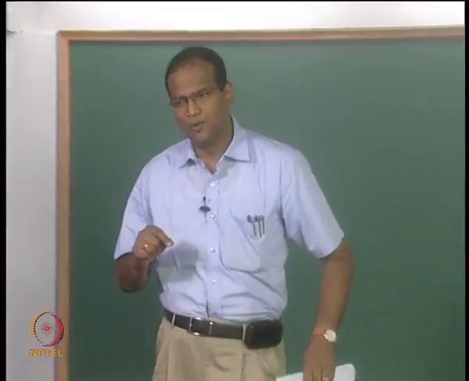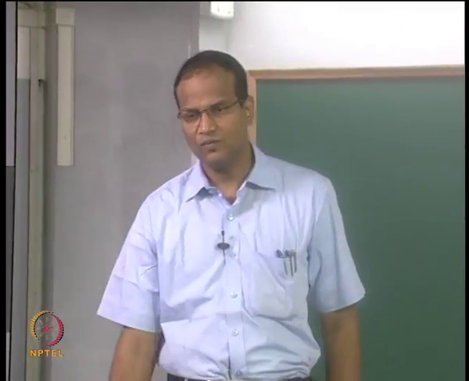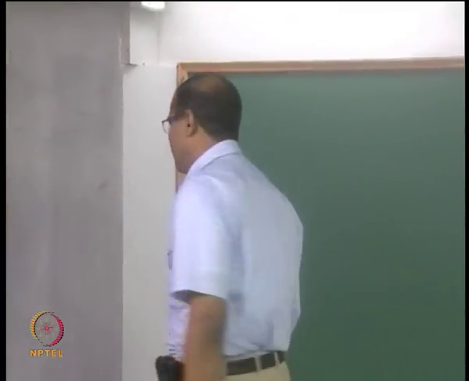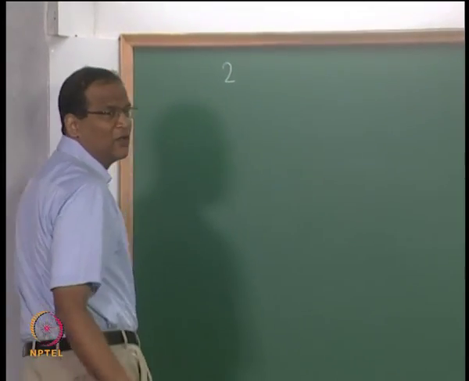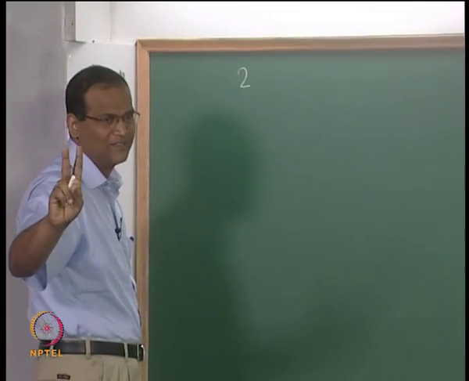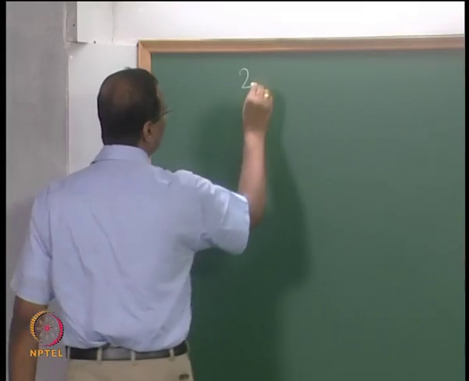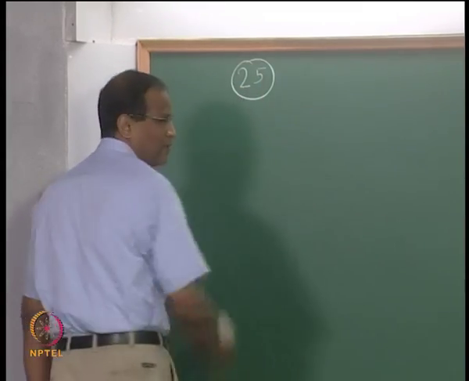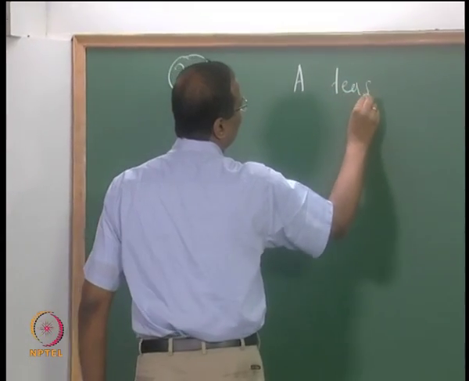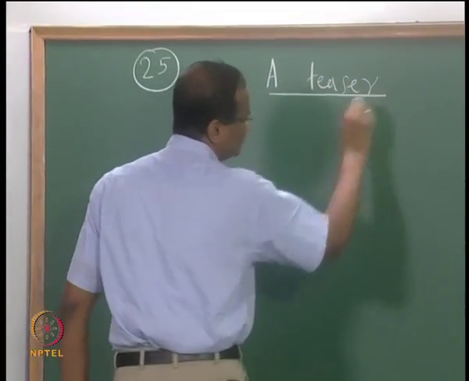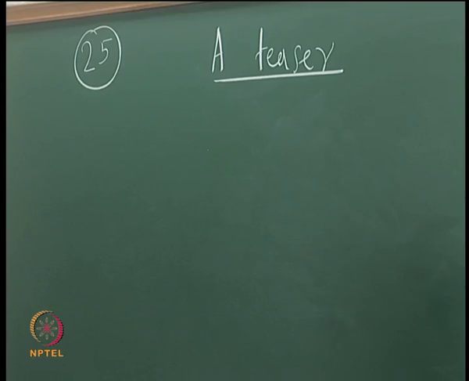Now what is the problem number? 24, 24 or 5? No, the tank was two problems. 24. Yeah, it is a simple problem, but still let us do this.